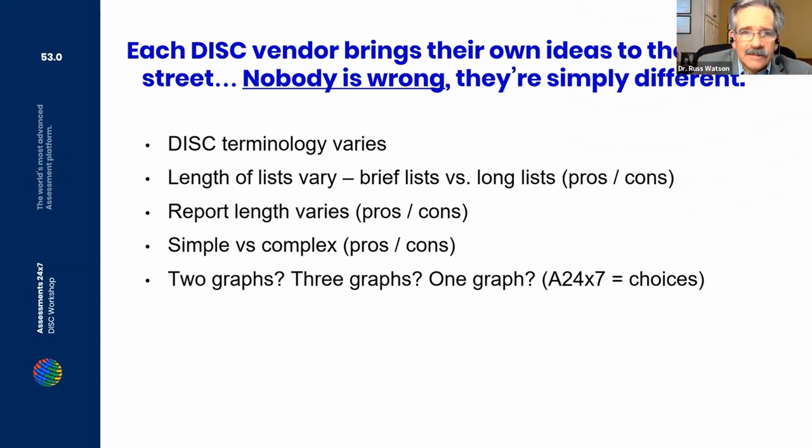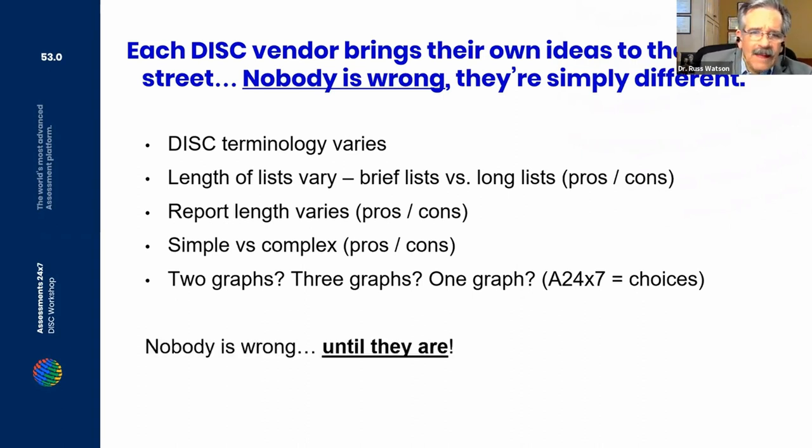They're different. Two graphs, three graphs, one graph. Some say, well, we have to have two graphs. Some say, well, we have to have three. Some people said, don't make it confusing, just do one. It's my understanding that Assessments 24/7 allows you a choice between two or three or one graph. Nobody is wrong until they are.